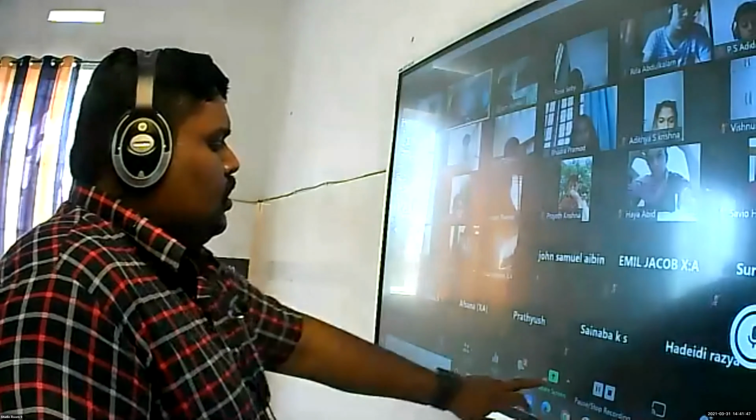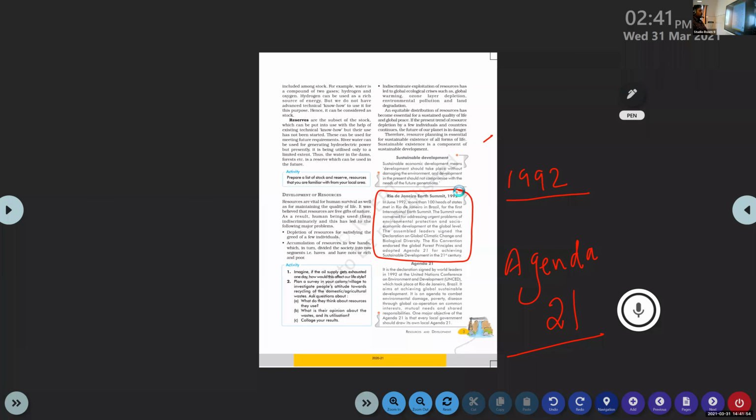Clear? Okay, so remember, this is the Earth Summit. Nearly 100 heads of the countries met in that meeting. Basically they discussed the importance of protecting the environment.